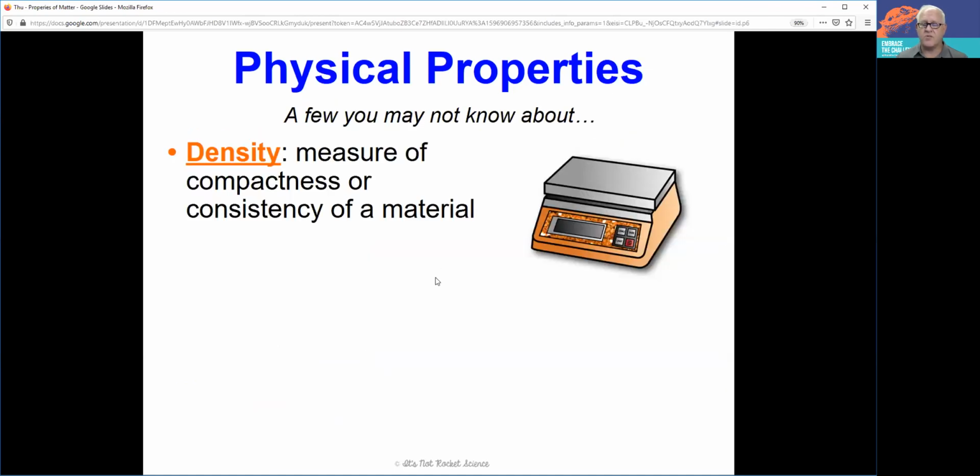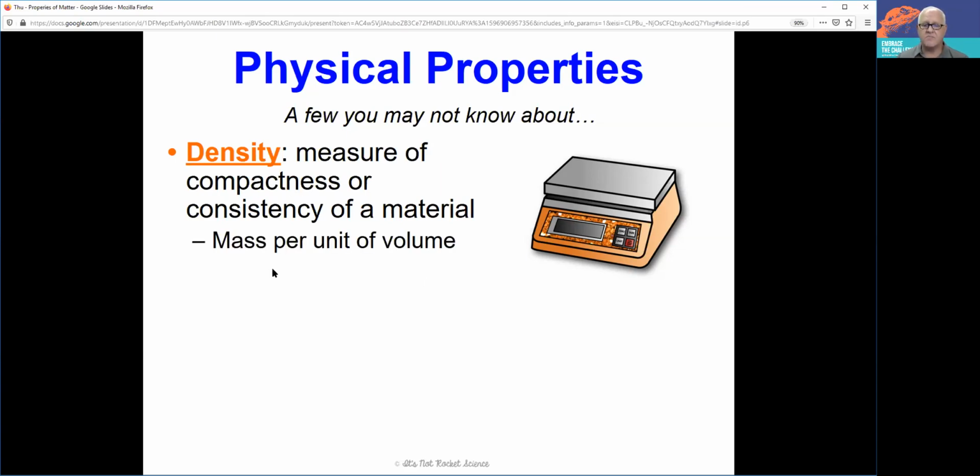Some other physical properties are density. And density is a measure of the compactness or the consistency of a material. And so we go back to that nice discussion: what weighs more, a pound of feathers or a pound of gold? The density value of gold is much higher because those elements are so tightly compacted against each other.